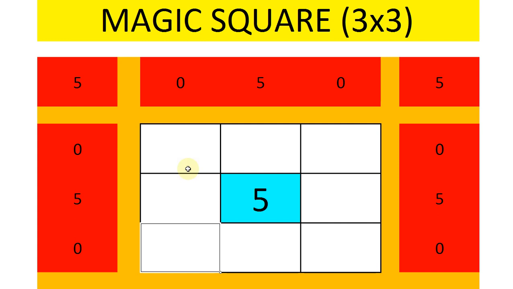So the facts that we know now, which we've proved, are that 5 goes in the middle and evens go in the corners.